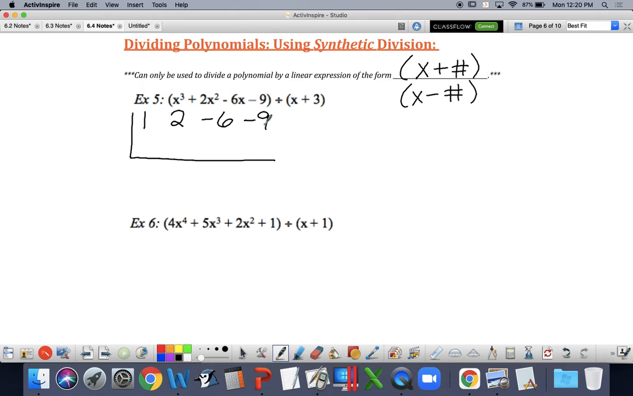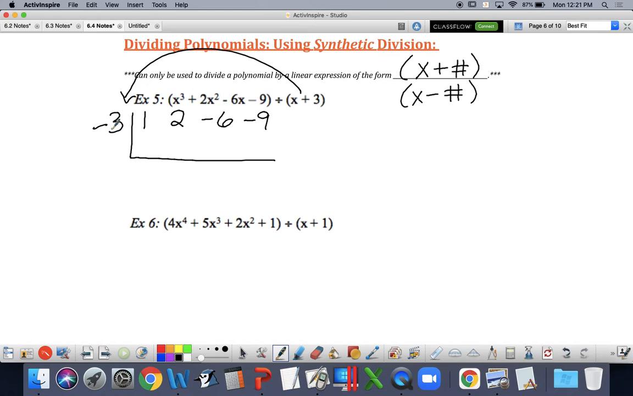Now here is kind of the tricky part. X plus 3. If this was a solution, if this was a factor of my polynomial, what would be the solution? -3. That is what you have to put here. You have to put the opposite because we're trying to figure out, is this a solution or not? If we get a remainder of 0, then yes, it will be our solution.